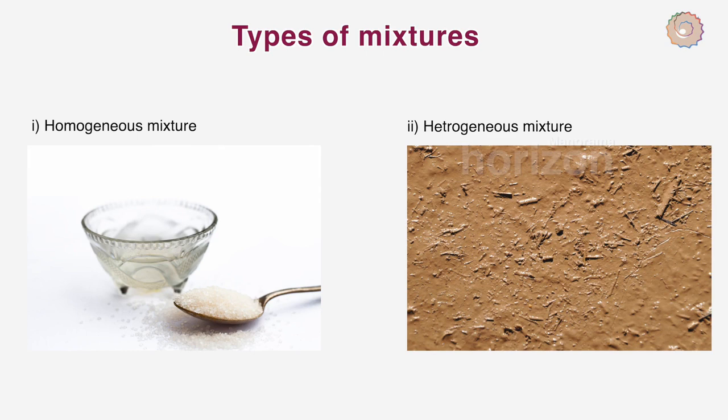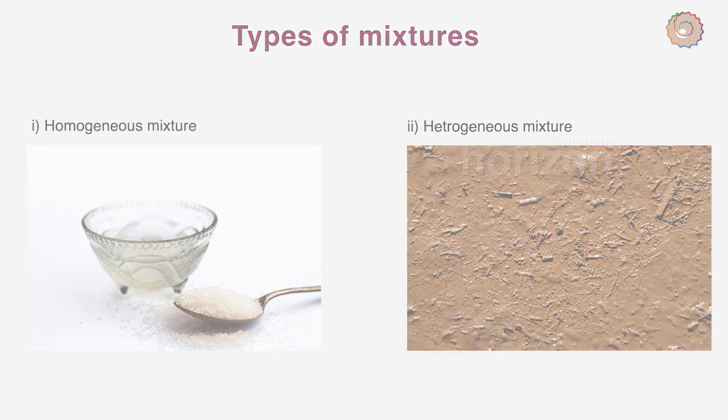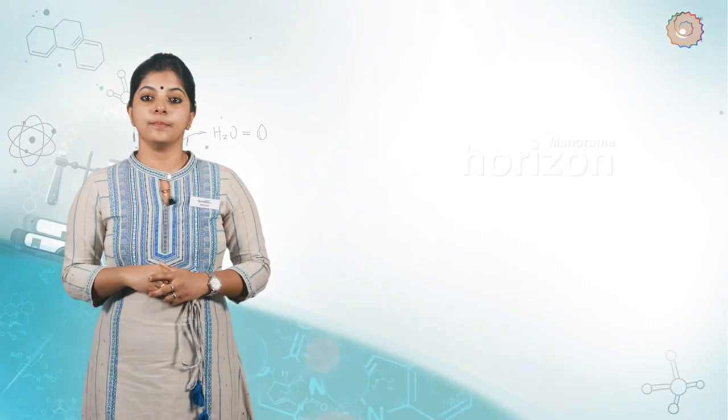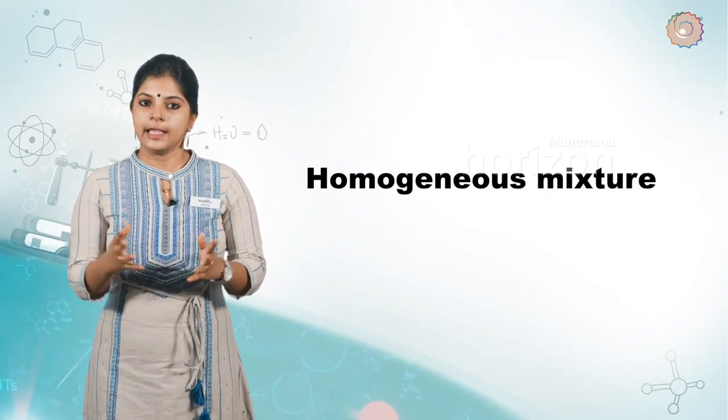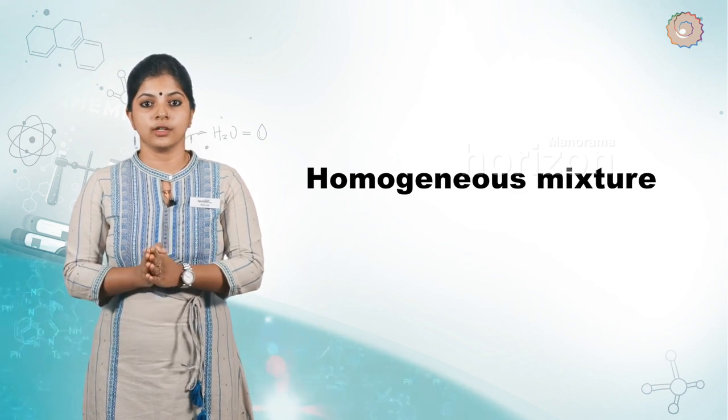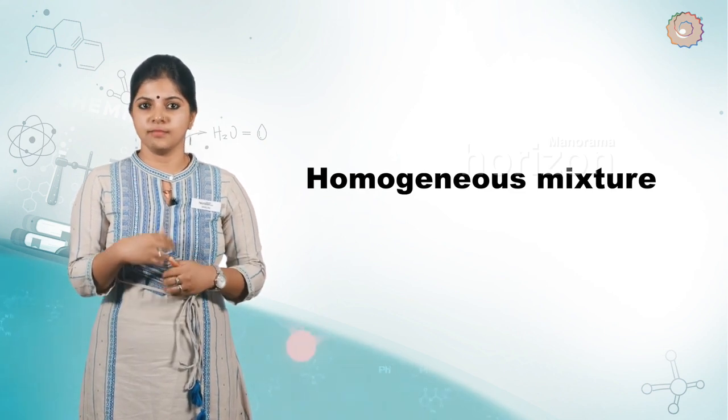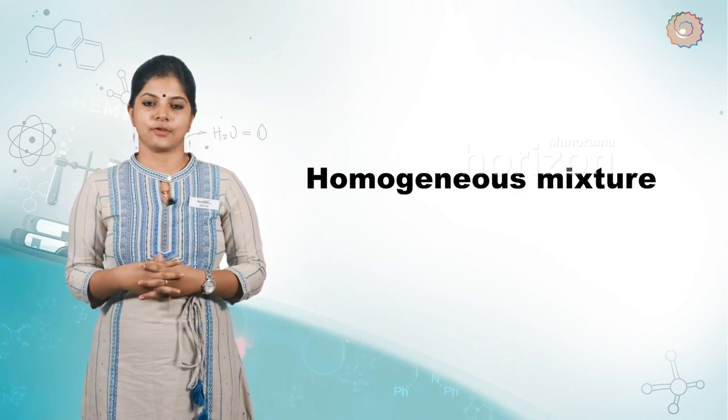A homogeneous mixture is a mixture which has a uniform composition and the particles of the mixture are not visible by the naked eye. The particles cannot be separated by filtration and the mixture is stable, that is, the particles do not settle down. The path of a beam of light is not visible in a homogeneous mixture. Examples are mixture of sugar in water, mixture of salt in water, mixture of copper sulfate in water, etc.